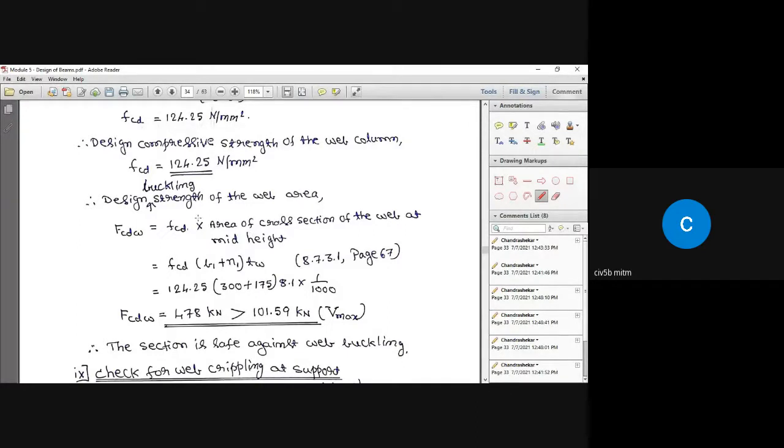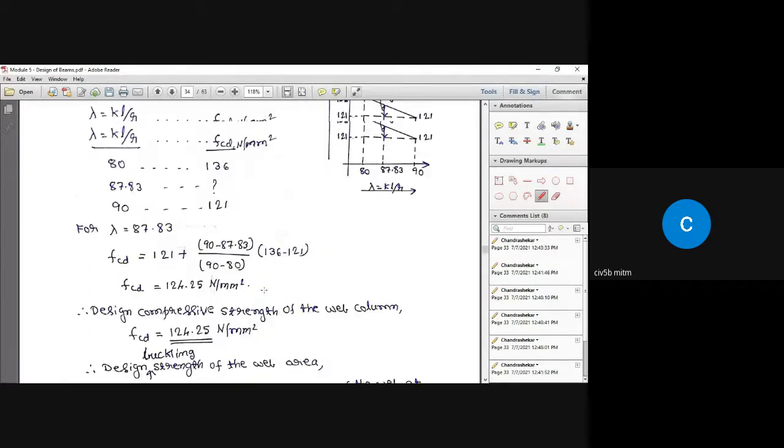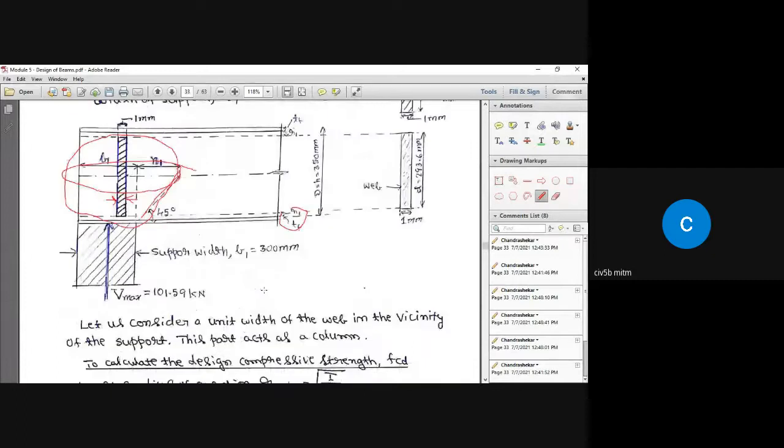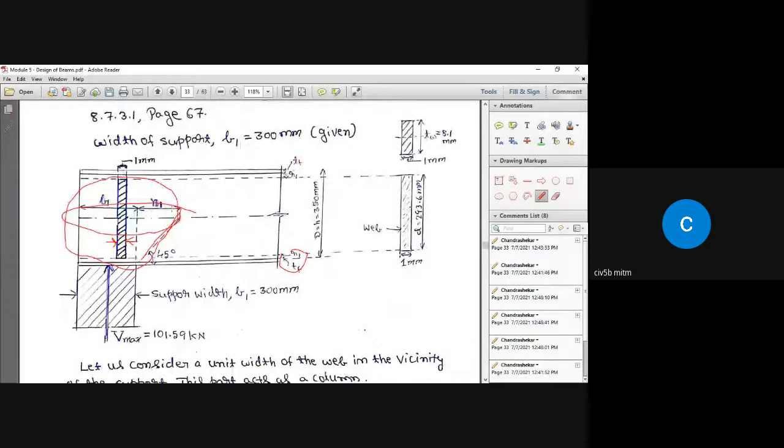FCD, yes, it is 124.25. B1 is the width of the support, plus N1 is 175 millimeter. This N1 is 175 millimeter. How did we get this? As the code says, we have to draw a dispersion line at an angle of 45 degrees. Once you draw this dispersion line, this N1 value will be equal to half the depth of the section.